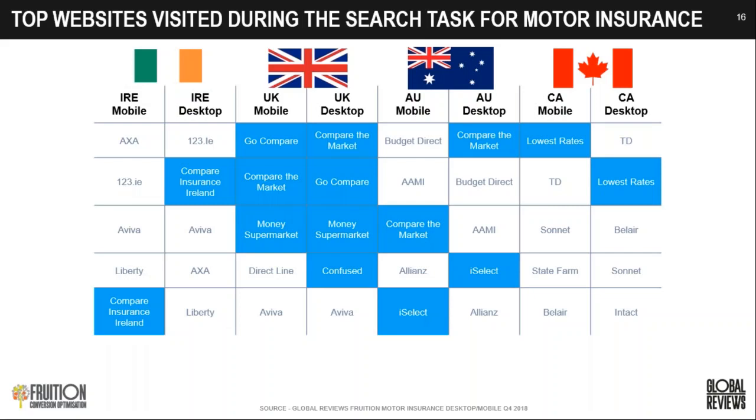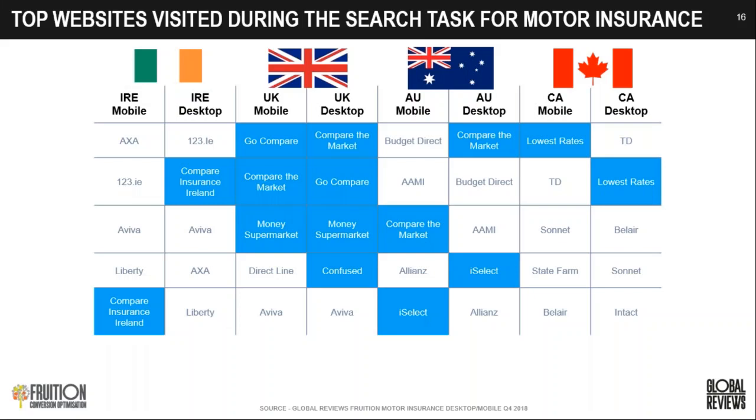Now the only exception in this entire research is the UK market, where you can see the top 3 websites were all aggregator brands, thus showing that the aggregators are doing their job in attracting all the traffic and thus influencing the decisions of these users.